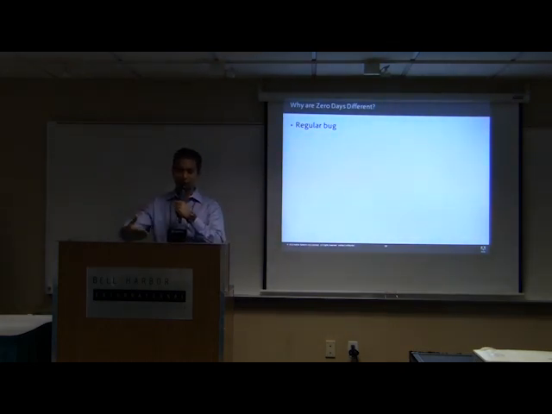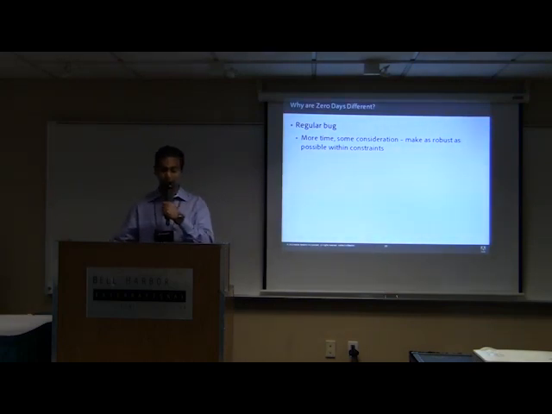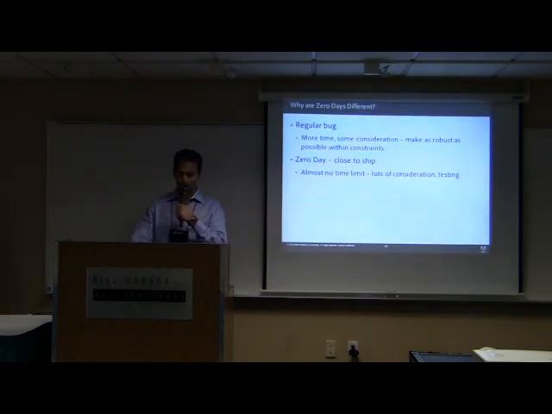So we've seen an example of one responsibly disclosed issue and another example of responding to a zero day. And I thought it's appropriate to interject a slide about why zero days are different. With the regular bug, we have more time and we can think more about how to make the fix as robust as possible within the constraints. But with a zero day, we don't have that luxury. We have to make decisions with a lot of stress and under duress, if you will.